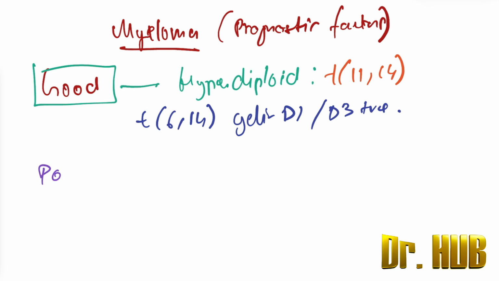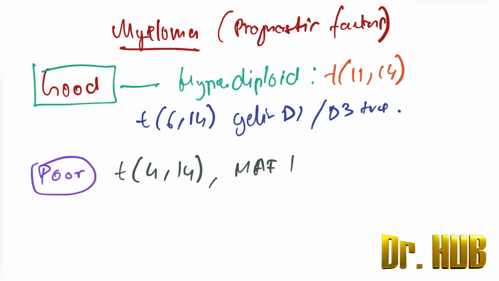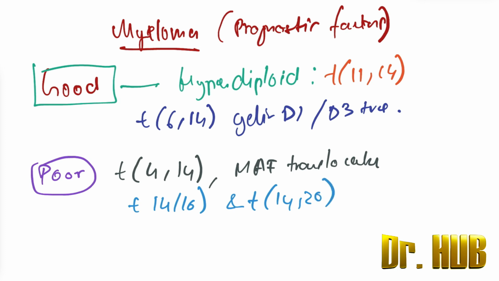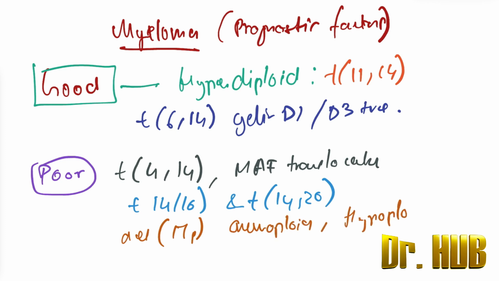Now what about the poor prognosis? In terms of the poor prognosis, it includes T4;14, then there is also the MAF translocations. Next there is T14;16 and also T14;20. Then comes the del 17p. Then comes the aneuploidy and the hypodiploidy.